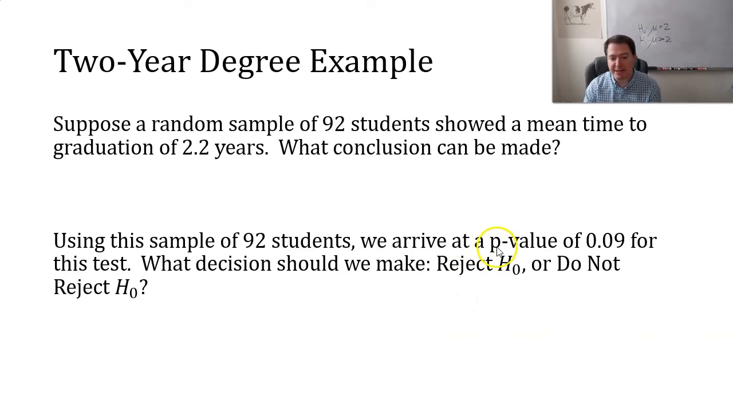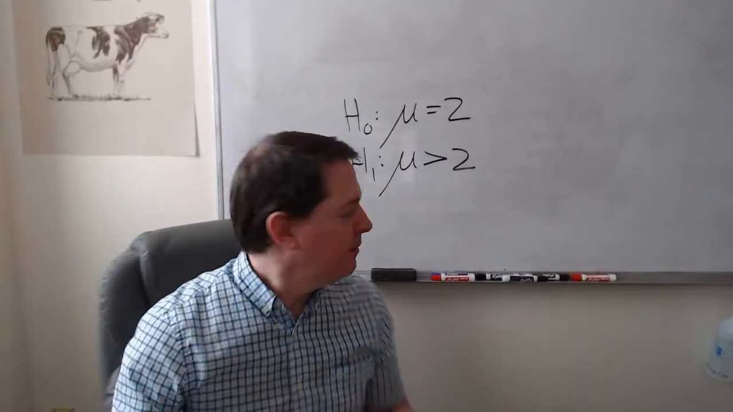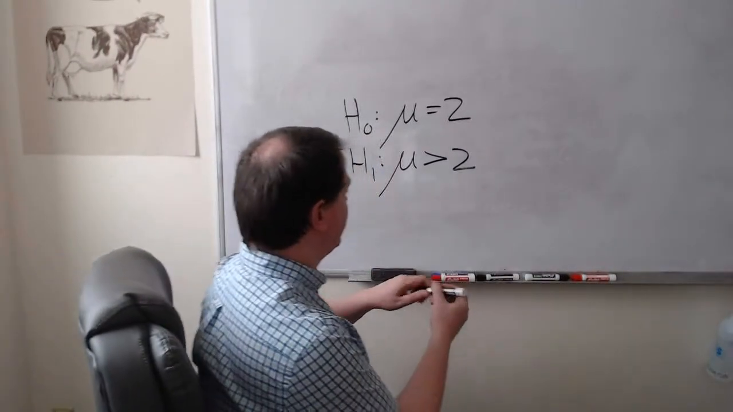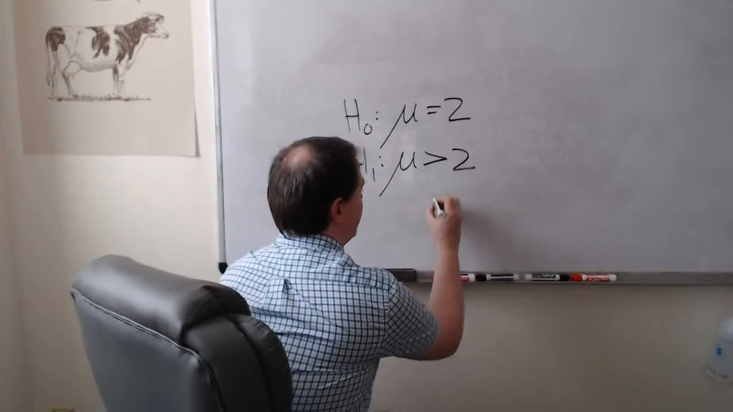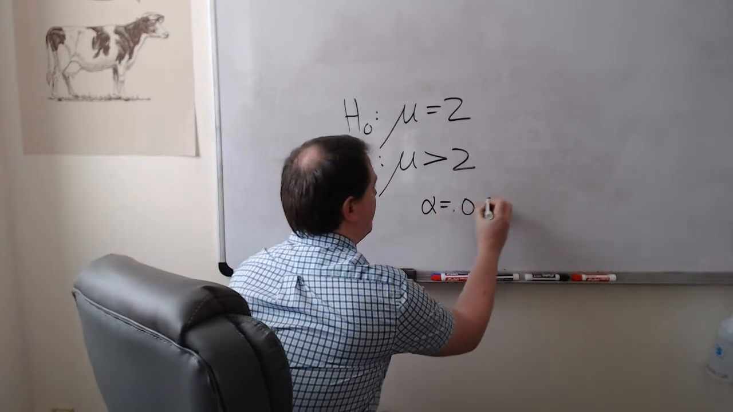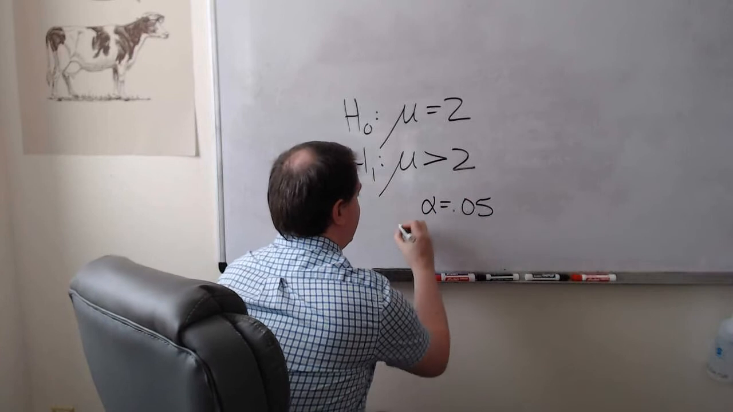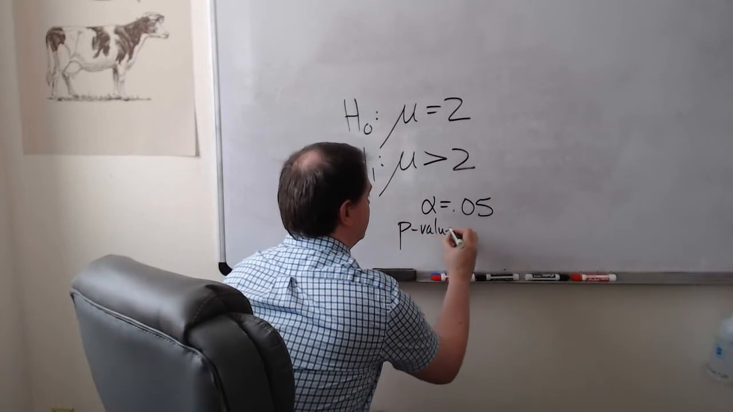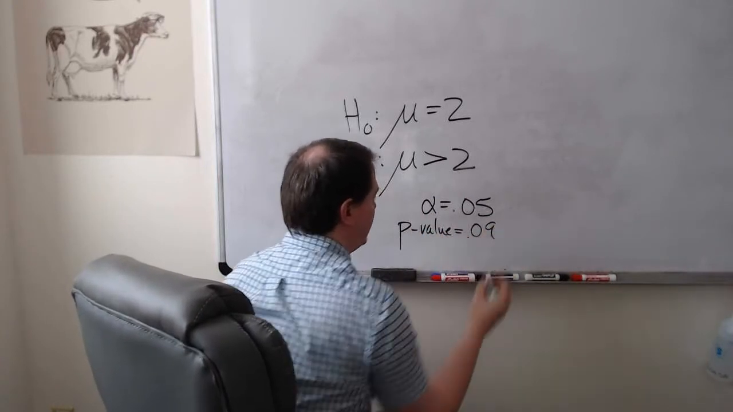So it says now, okay, well, we arrive at a p-value of 0.09. What decision should I make? Well, I said before we were going to use a default value for my significance level of 0.05. And now I've got a p-value of 0.09.